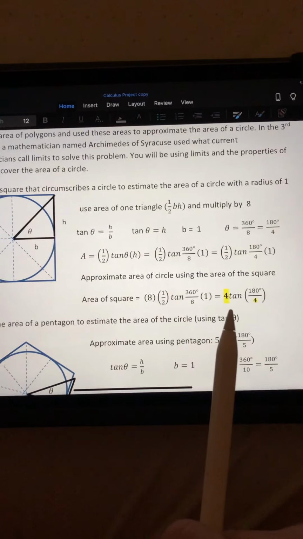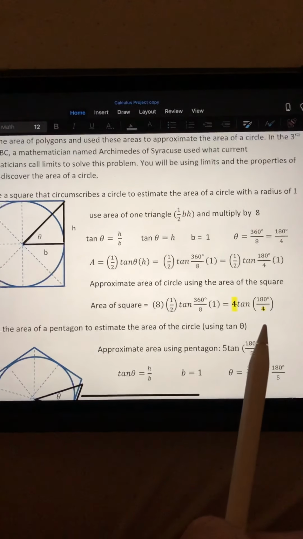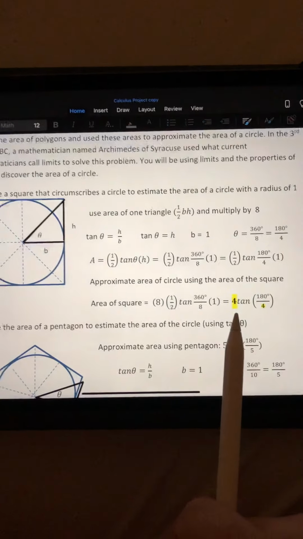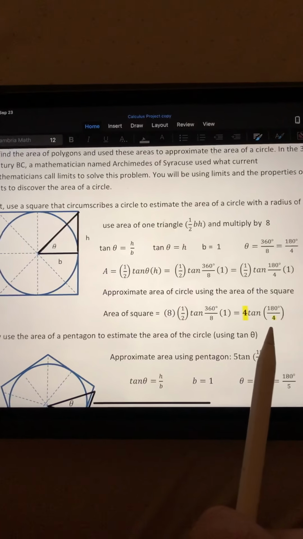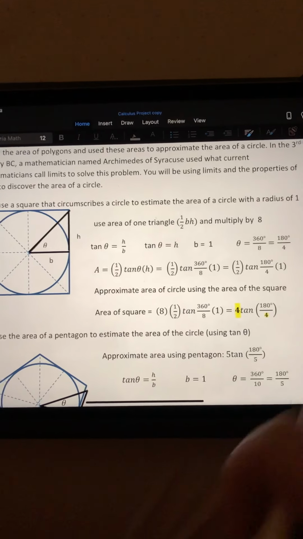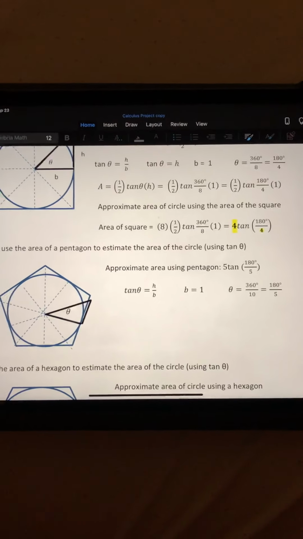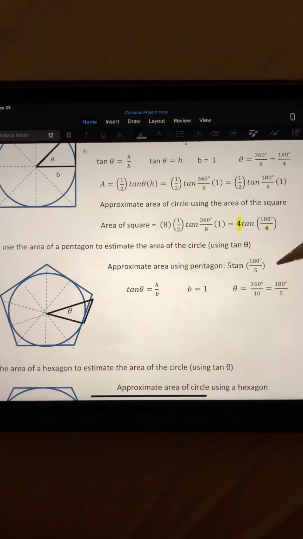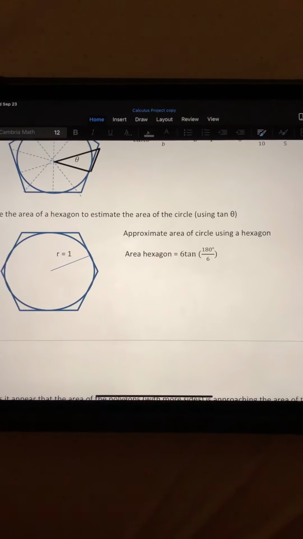So this reduces to 4 times the tangent of 180 degrees over 4. So the 4 that's multiplied by the tangent, and that's in the denominator, is going to end up being the number of sides that the polygon has. So the area of a pentagon is 5 times the tangent of 180 degrees over 5. The hexagon reduces to 6 times the tangent of 180 degrees over 6.